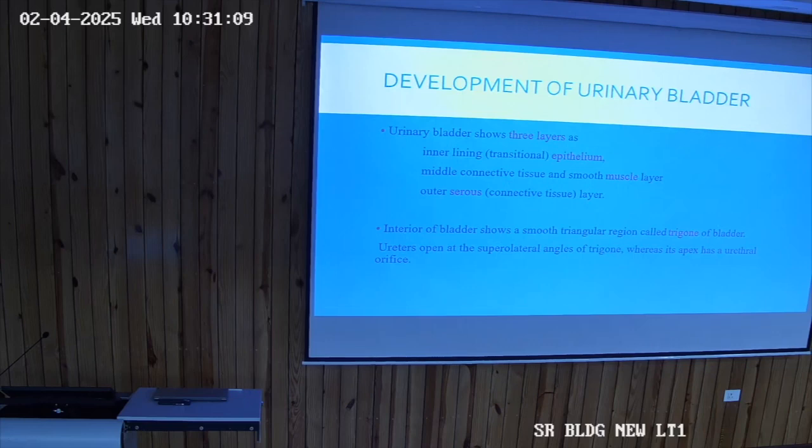The ureter opens at the superolateral part, and in the lower part you are going to have the urethral opening. So there is this triangle that is formed, which is known as the trigone of the bladder. So this trigone of the bladder is basically formed by absorption of the mesonephric duct.